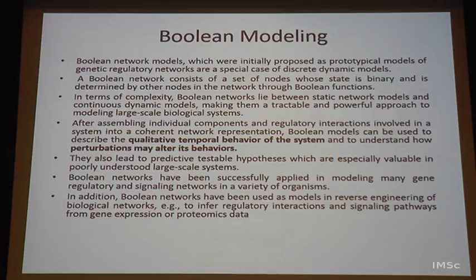So, after assembling individual components and regulatory interactions involved in a system into a coherent network, now you put all of these together. Again, I'll come to an example which may be easier to understand. It becomes a network if you have many rules which are interconnected with each other. That's the message out there. So you can model qualitative temporal behavior of the system and understand how perturbations may alter its behaviors.